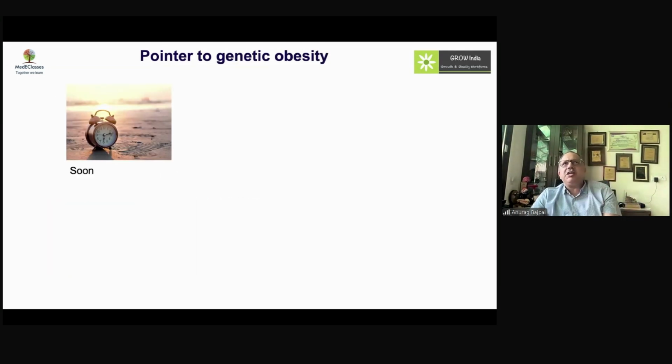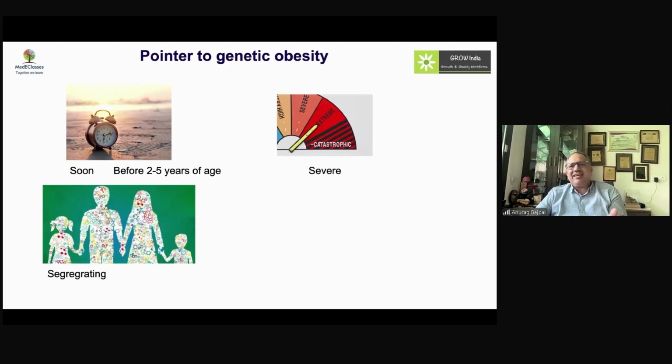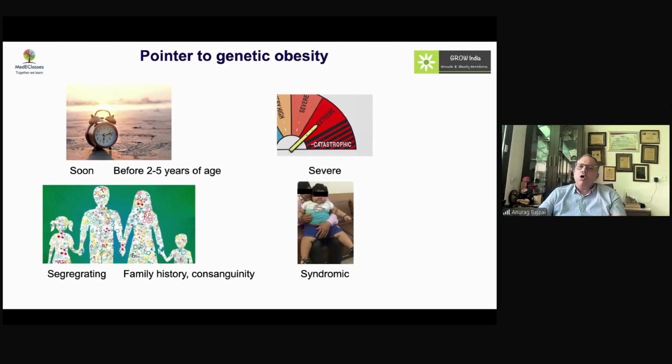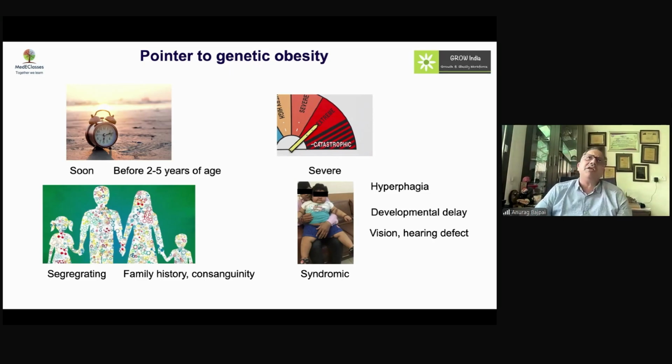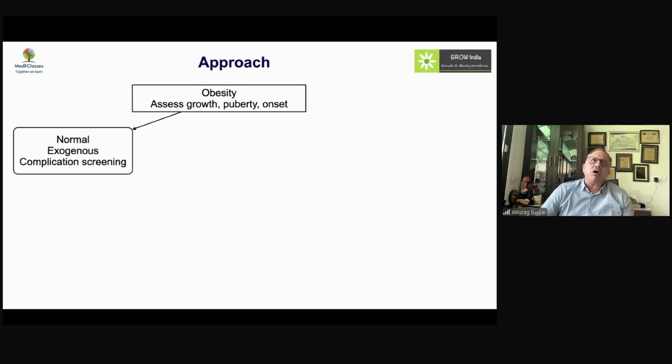When should we think of genetic obesity? And this is something which we are thinking more about. So the four cardinal rules are: is this happening early, before 2 to 5 years of age; is it severe; is it segregating, with a family history present; or are there syndromic features like hyperphagia, developmental delay, vision or hearing defect. You should think of a clinical exome sequencing. So do not think of genetic causes in everybody. Only if there are clinical features like that should you worry about these parameters. So to summarize the approach to obesity in children: assess growth, puberty, and onset. If everything is normal, this is exogenous.